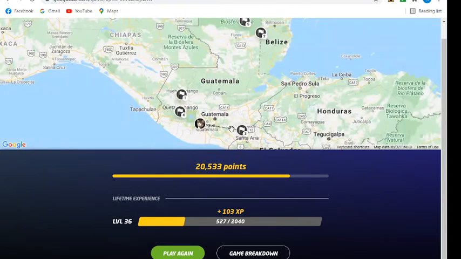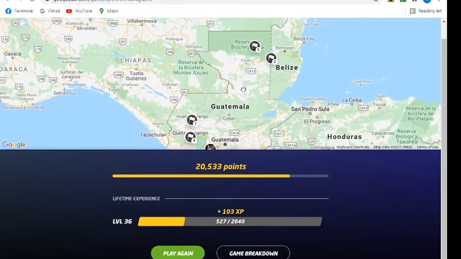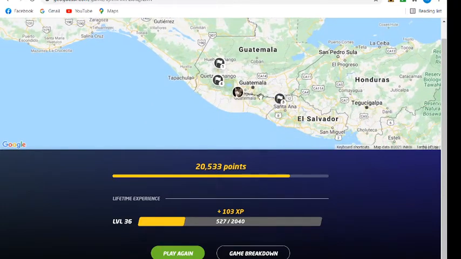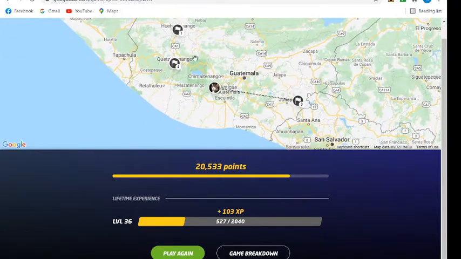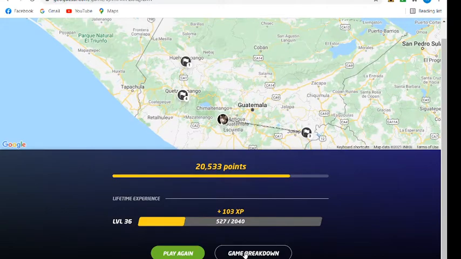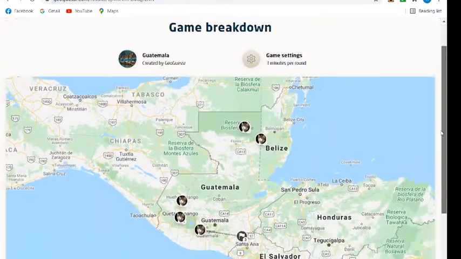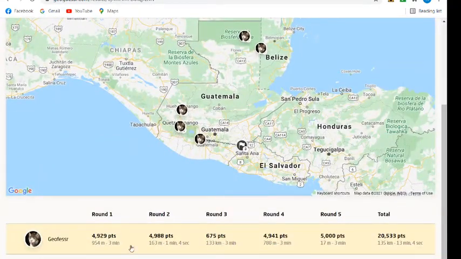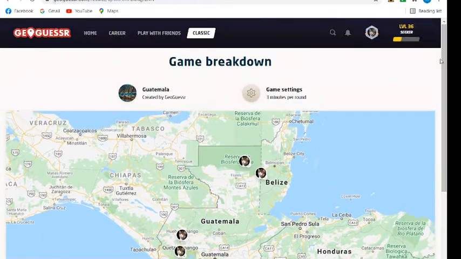Viewing summary: 20,533 points, which for a map this size is pretty good. Just that one was bad. The other ones were pinpointed fairly well. We had 954 meters, 163... Yeah, there was one guess that was 133 kilometers off, and then the rest were actually all within a kilometer. Okay, so that last one, pretty good game.